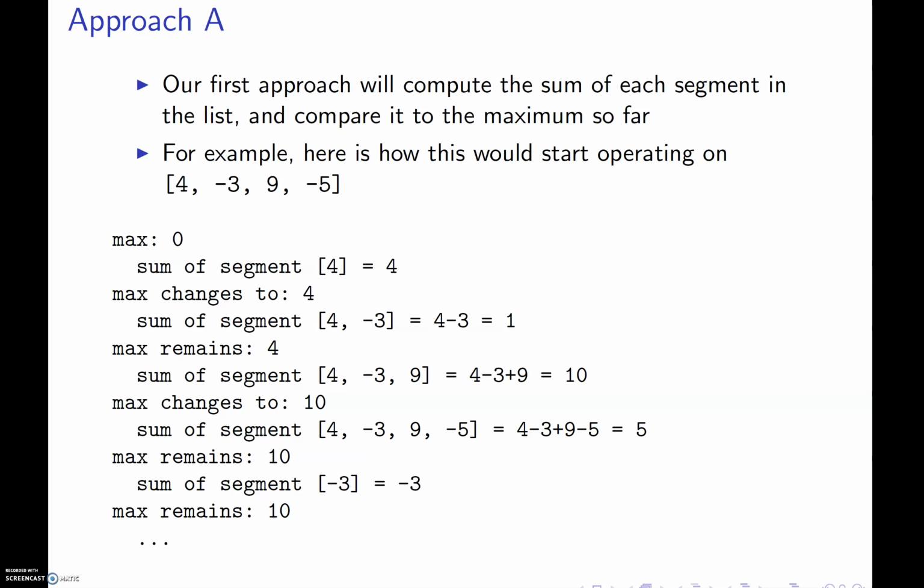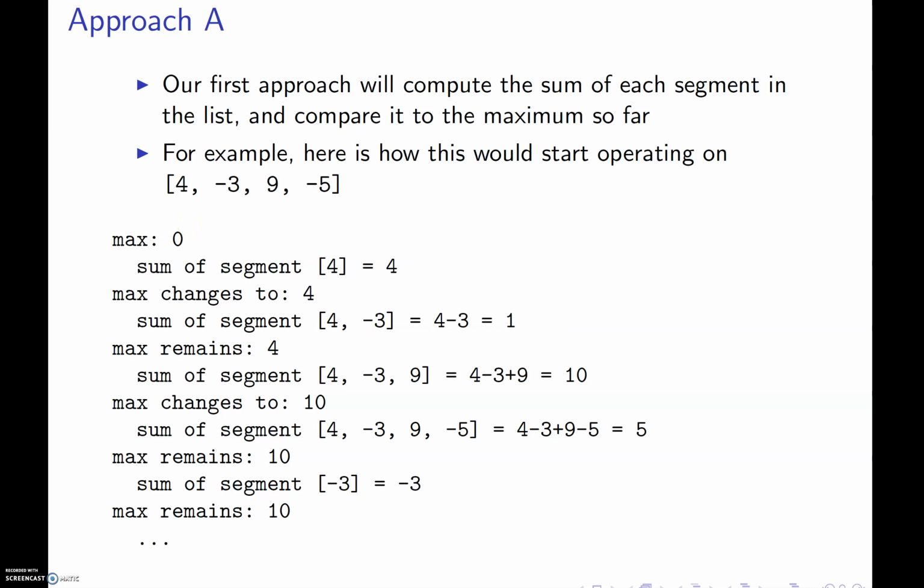So let's take a look at this. Approach A. This first approach is going to compute the sum of each segment in the list and compare it to the maximum so far. So we're just going to go through the whole list and then retain the maximum and keep that saved as a value in a variable, and then see if it needs updating at any point. So we're going to name a variable max, make it 0 because that's going to be our minimum here.